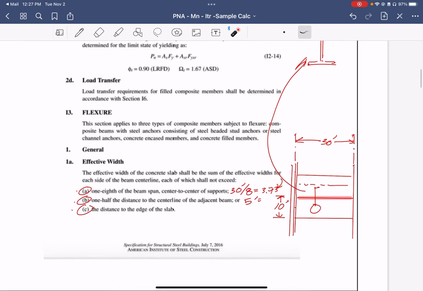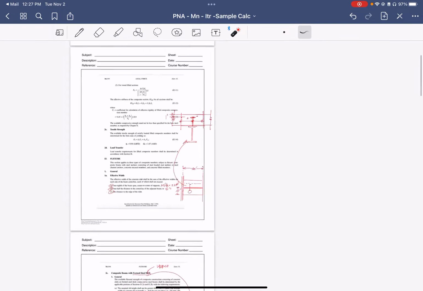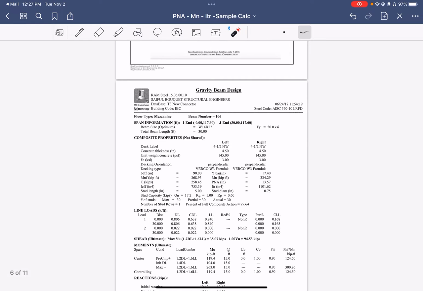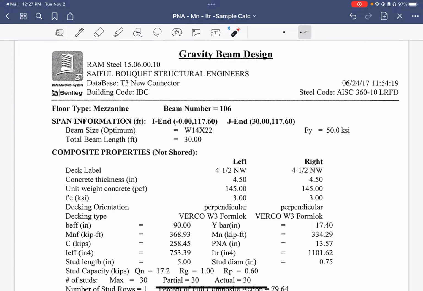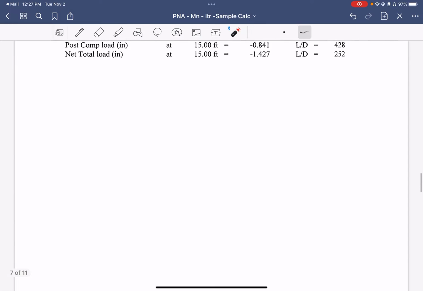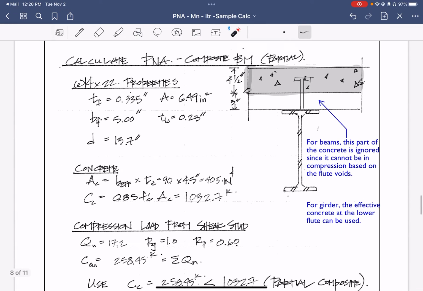Is that 1/8 the beam span, center to center? 1/8 the beam span is probably what governs. So total is 30. So when we take 30 and divide by 8, we get 3.75. We do 2 times, and then we get 90 inches. Okay. Remember, the table we're looking at is for each side of the beam, right? So it accounted for effective for here and then effective for there, and so that 2 is where some people will get lost and confused.